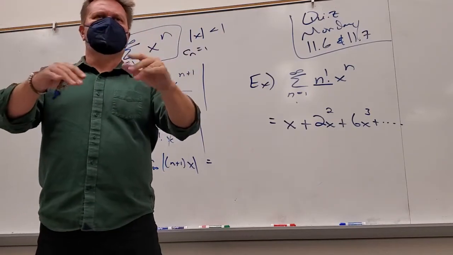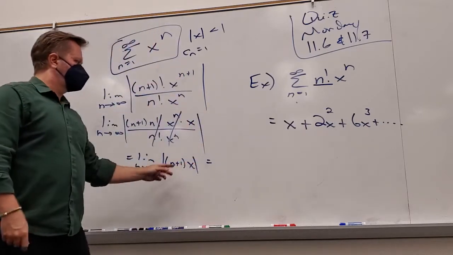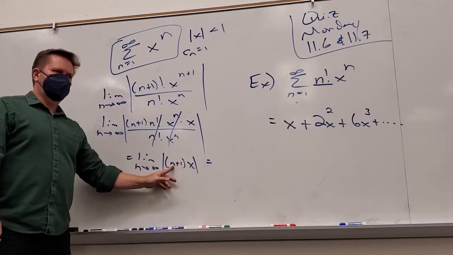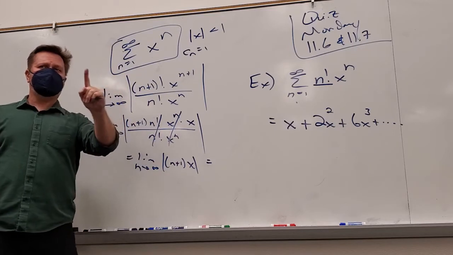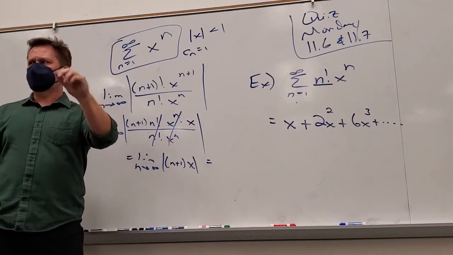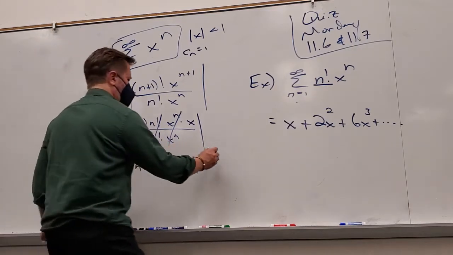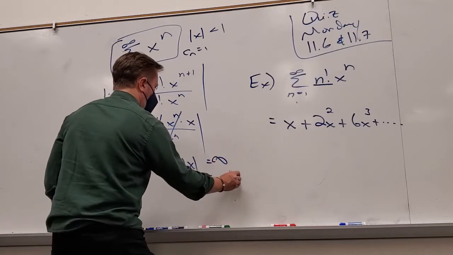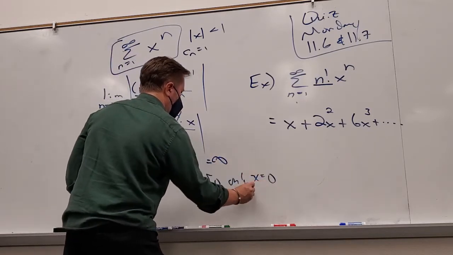So if your limit goes to infinity, that means there's only one value of x that can save this, and that is 0. Equals infinity, so only x equals 0 makes it converge.